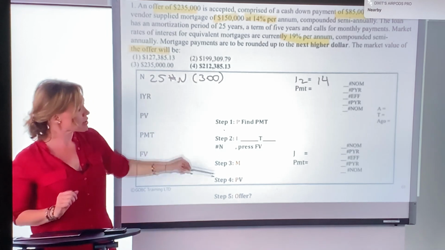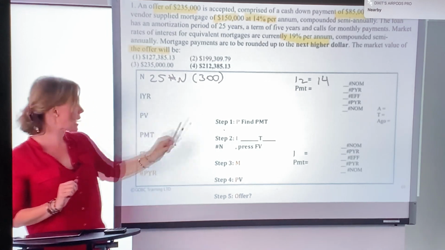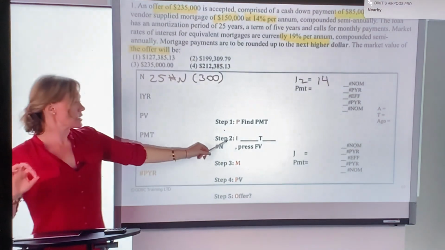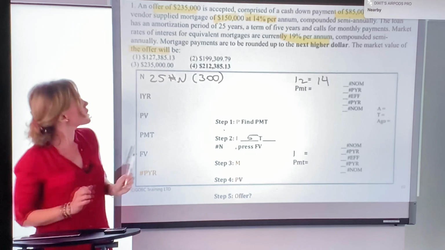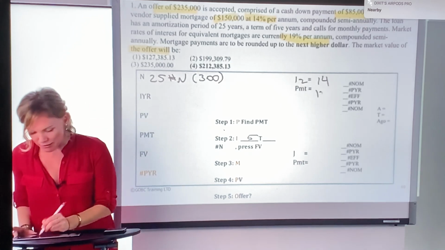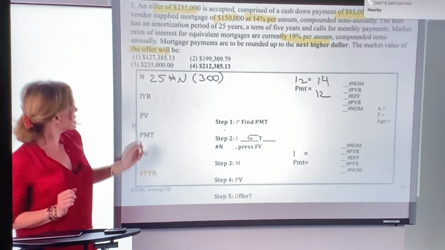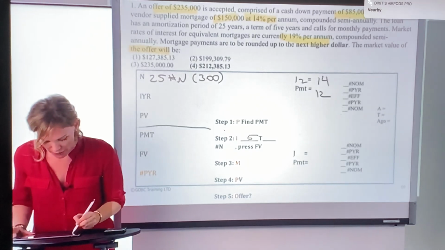Because we have so many different steps in here, just make sure that you understand when we find the payment, future value has to be 0. And in step number 2, when you're looking for that outstanding balance, that 5 years will show up in there. So I'll just put 5 in here for now. Monthly payments. So payment frequency is 12. And that's it. So now we're going to be finding the payment in this question as step number 1.